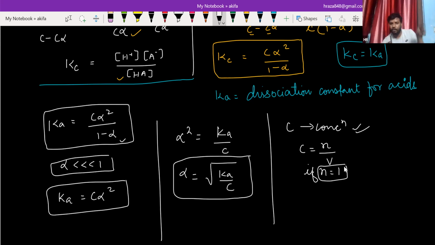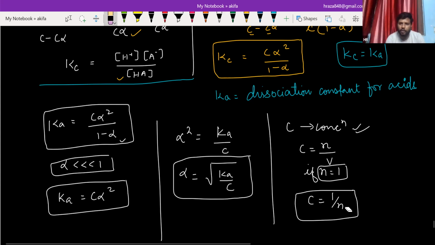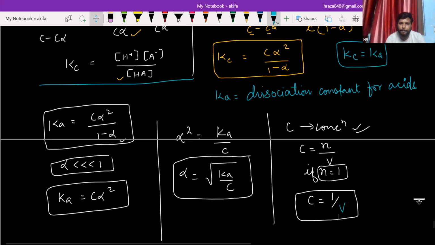You have to write all this: C for concentration, n for number of moles, V for volume. Because after some time, if you open your copy and see, you won't be able to get what is n and what is V. Basically, if n is equal to 1, C will have a value 1 upon V. I just wrote it wrong: 1 by n, 1 upon V. It will be, yes or no?